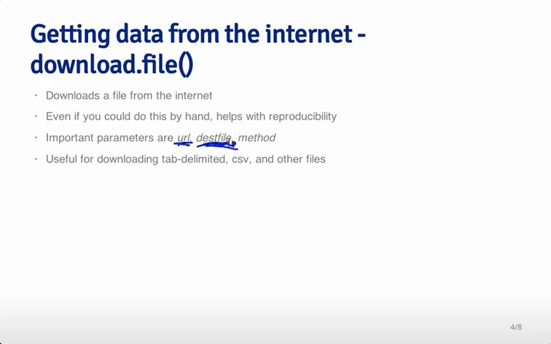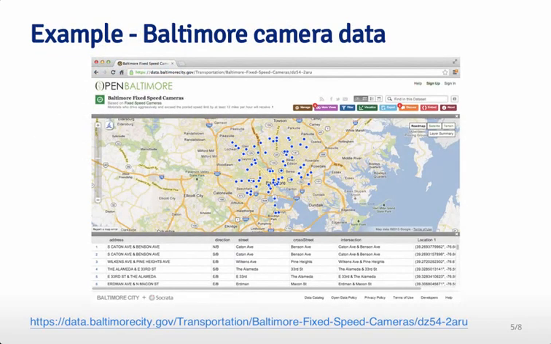The dest file is the destination file where that data is going to go, and then the method. We'll talk a little bit about why the method needs to be specified, particularly when dealing with HTTPS. It's useful for downloading tab delimited, CSV files, Excel files, a whole bunch of other different files from the internet. So it's sort of agnostic to the file type that you might be downloading.